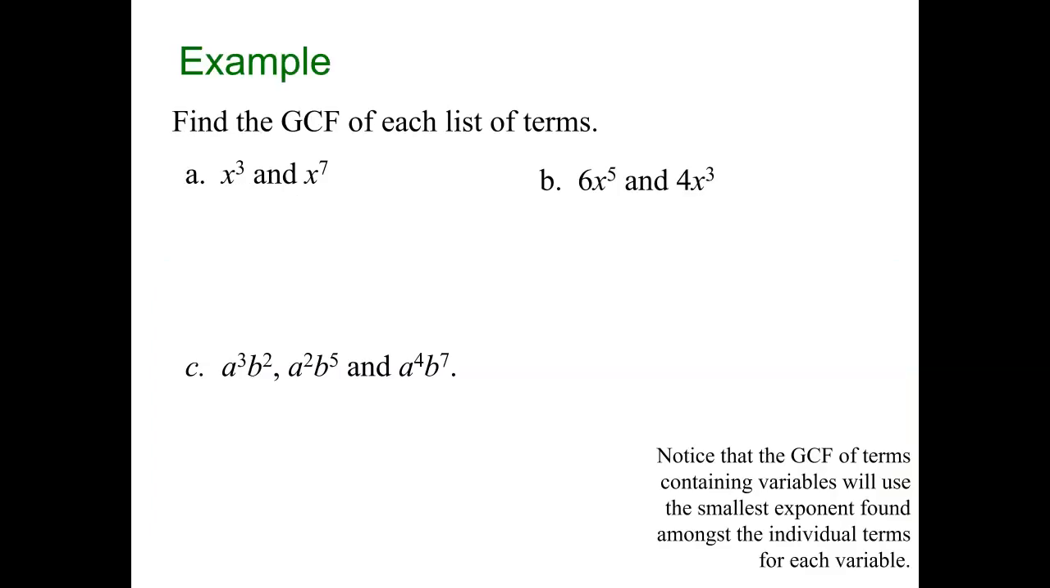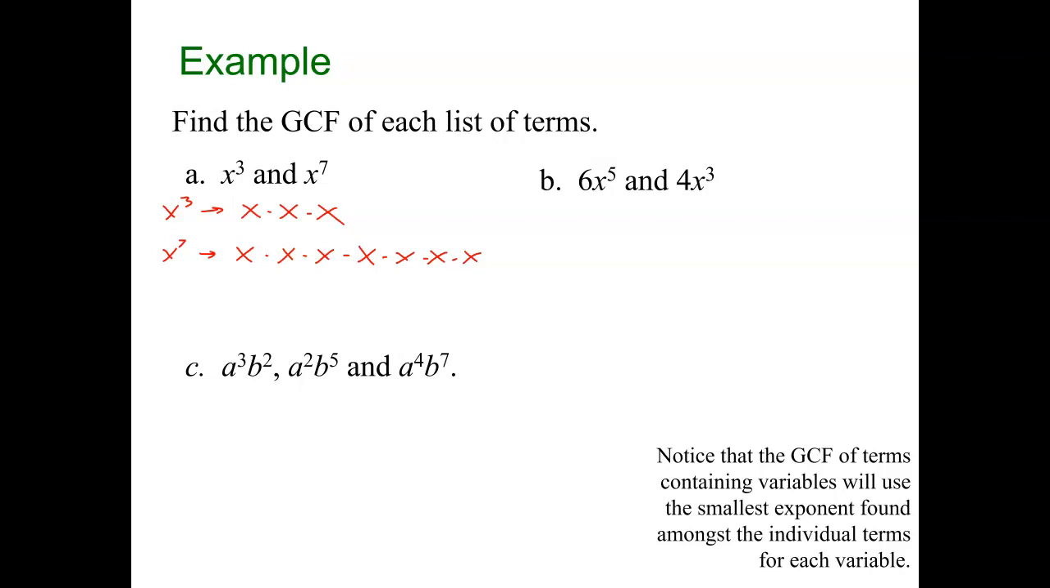So let's start with looking at some variables. I have x to the third and x to the seventh. I'm going to write these out. As you become more proficient and see a pattern, the process will get much, much shorter. If I want to factor x to the third, I get x times x times x. That's my prime factorization. X to the seventh is going to be x times x times x times x times x times x times x.